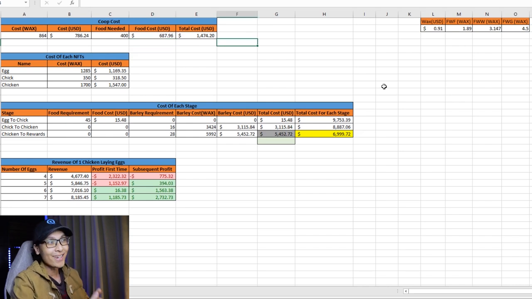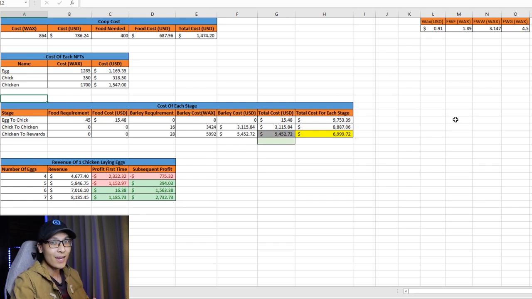And the cost of owning the coop doesn't stop there. First, you need to know how much is the cost for each of the NFTs, and that is the egg, the chick, and the chicken. As you can see over here, one egg can cost you about 1.2k, a chick can cost you about $300, and a single chicken can cost you about 1.5 to 1.6k. So now you know how much is the cost of each NFT and how much the cost of the coop.